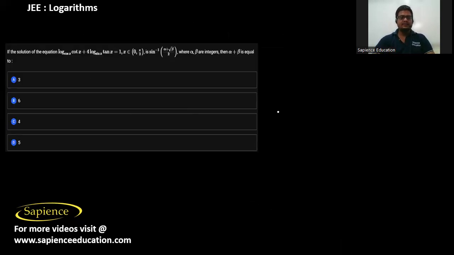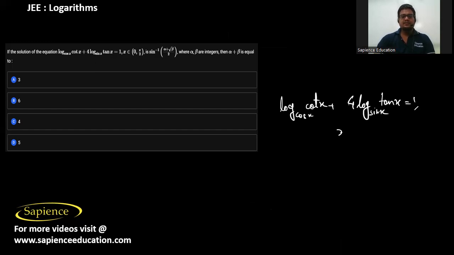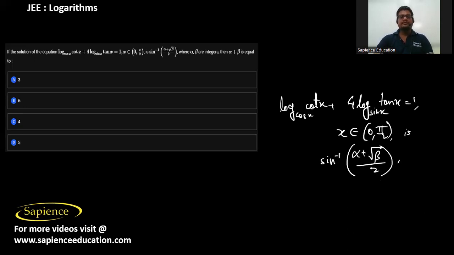Then here it is told, if the solution of the equation log of cot x base cos x plus 4 log tan x base sin x is equal to 1, where x belongs to 0 to pi/2, is sin inverse of alpha plus root beta by 2, where alpha, beta are integers, then alpha plus beta is equal to. So the solution is this.